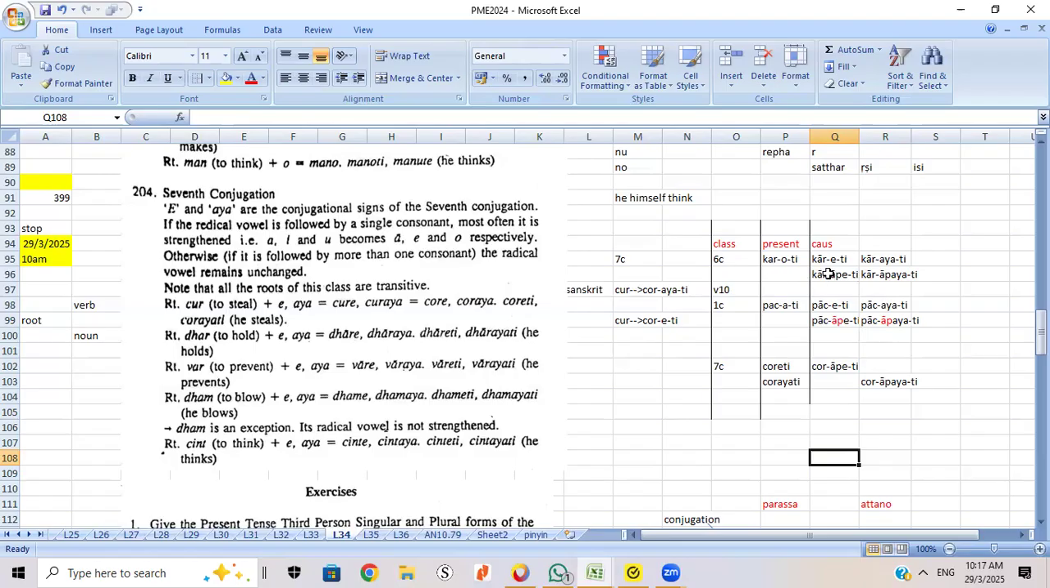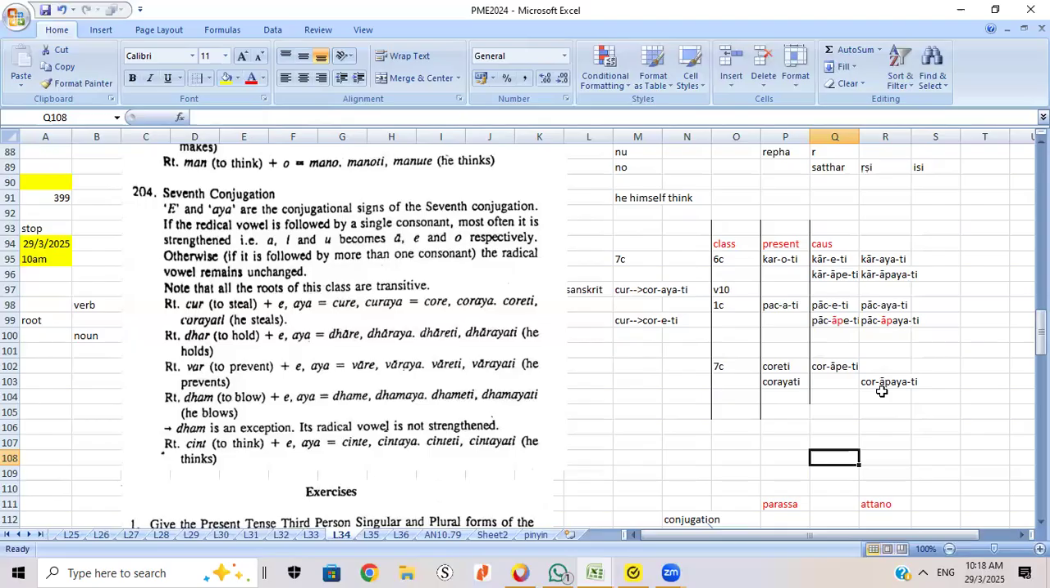If it takes the 6th conjugation, that means o is added, karoti. The causative is exactly the same as this one. You put a, ka, you see the R is strengthened: kareti, karayati. This one follows, no question. So when it comes to the 7th conjugation, this is the present tense, choreti, corayati. This is the causative.